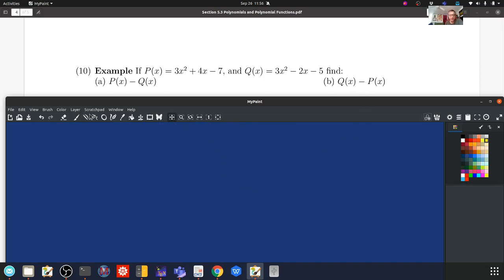Now let's look at q of x minus p of x. And now we're going to go ahead and do it by literally writing down q of x, and I'm going to apply the rule so I don't have to write things twice, minus p of x. So when I look at p of x, when I write it down, I'm going to change the sign of every term.